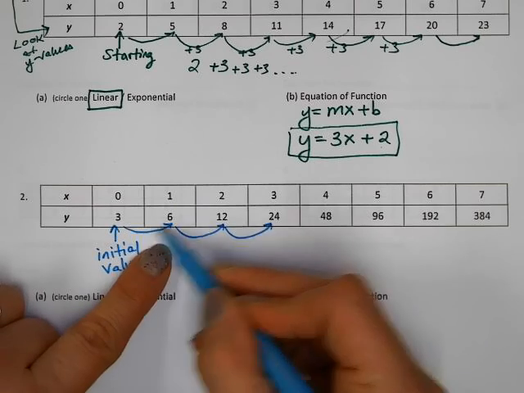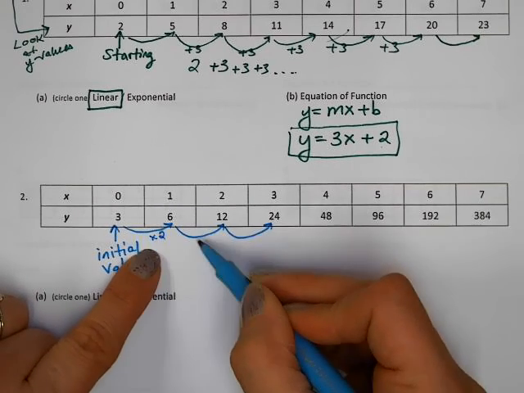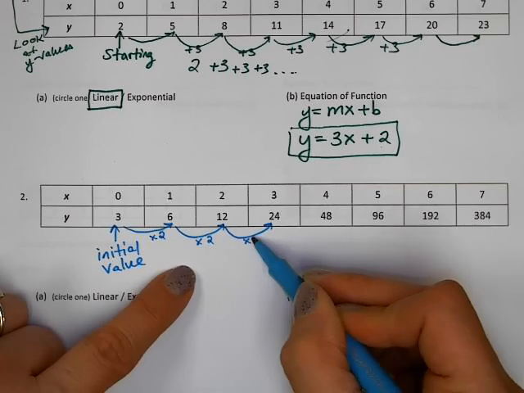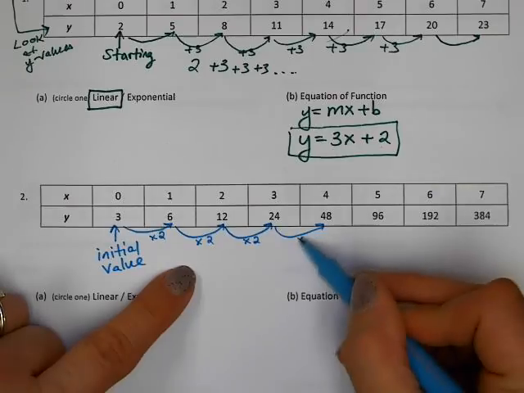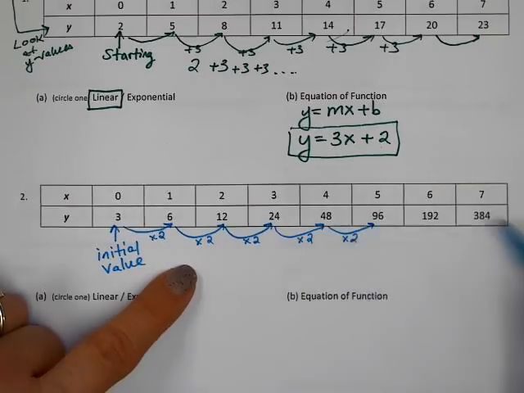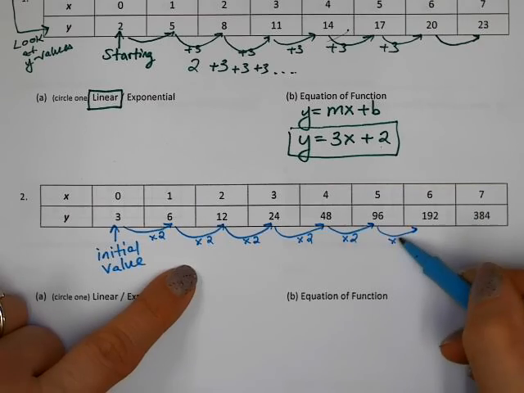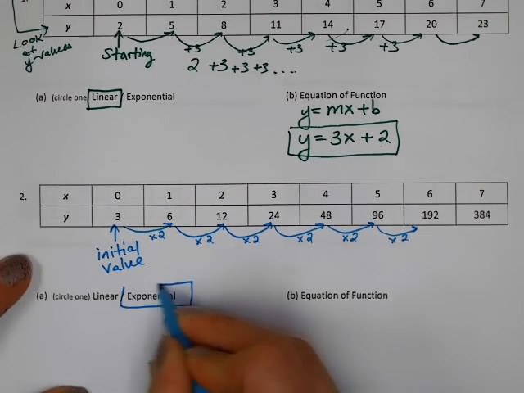So what's true for every cell? It looks like they timesed by 2, timesed by 2, timesed by 2. Is that true for the entire thing? Times by 2, yes. It has to be true the entire way. I'm noticing multiply by 2, so I'm going to say that this is exponential.